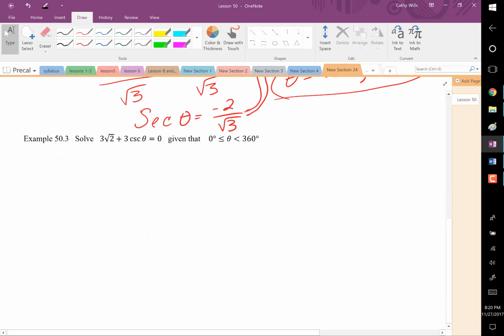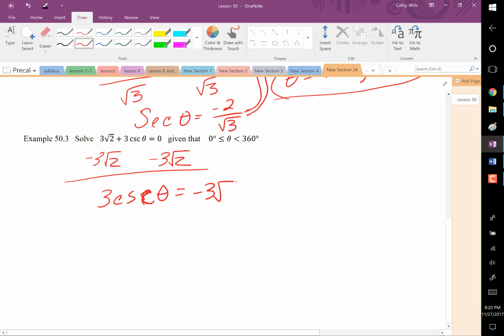All right, here's another example. We need to first of all isolate cosecant theta. So we're going to subtract 3 square root of 2 on both sides. This is just like when you first started learning how to solve for x. You had to isolate x. Well, now we have to isolate the trig function. We can't isolate theta because you can't get that argument away from cosecant, but we can get the cosecant theta by itself. So this would leave us with 3 cosecant theta equals negative 3 square root of 2.